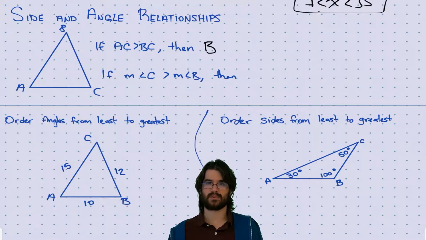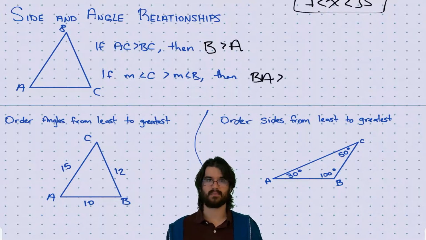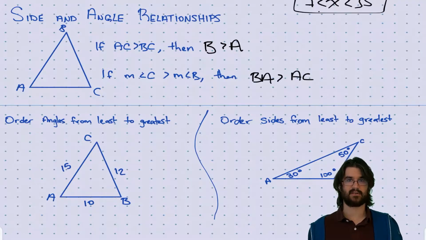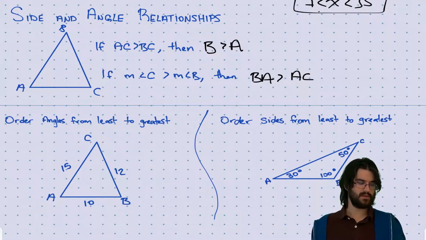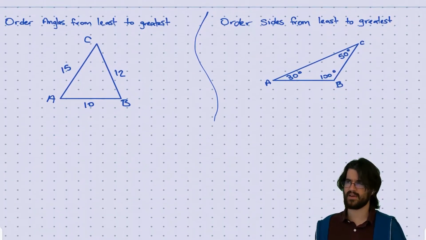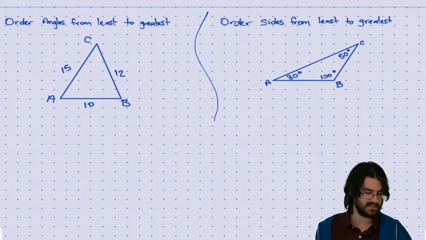If any two angles are not congruent, then the biggest angle is opposite the biggest side. So if angle C is bigger than angle B, then AB, which is across from angle C, is bigger than AC, which is across from angle B. We can use this to arrange the sides in a triangle based on the angles, and arrange the angles based on the sides. So here we have a triangle ABC, where I know how long each side is, but I want to order the angles from biggest to smallest.